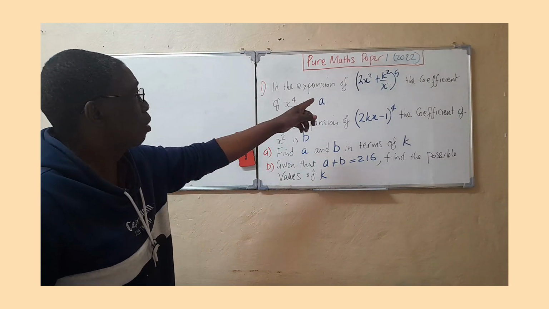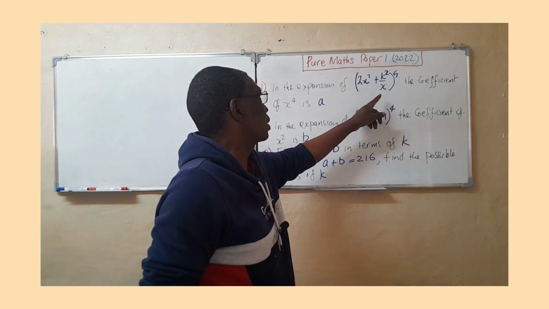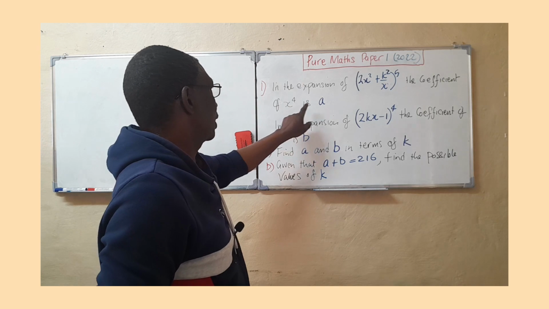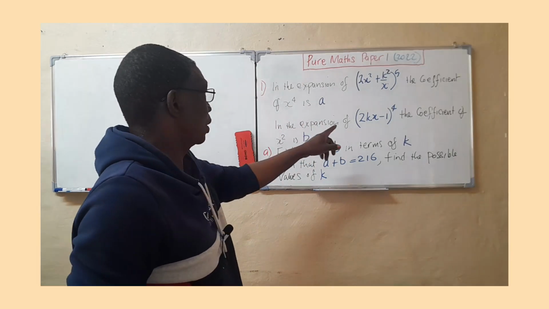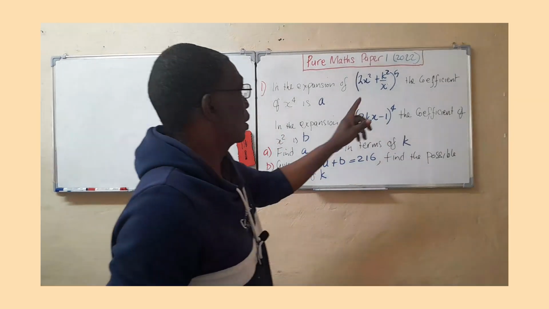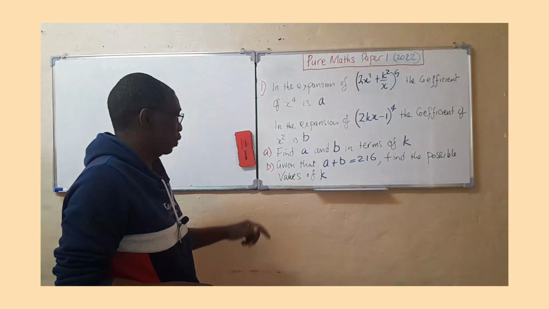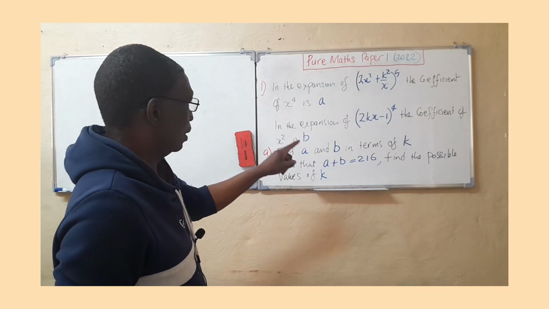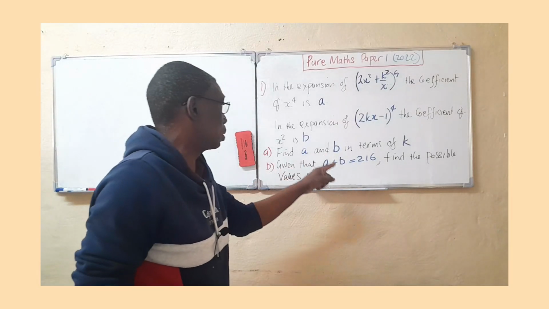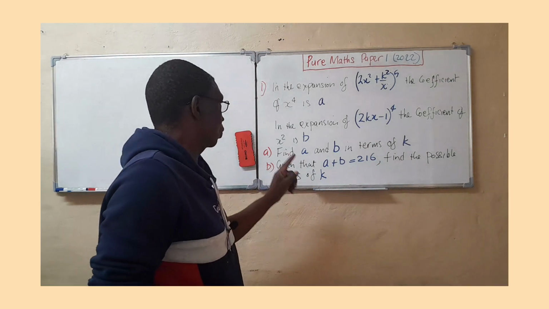In the expansion of (2x squared plus k squared divided by x) to the power 5, the coefficient of x to the power 4 is a. In the expansion of (2kx minus 1) to the power 4, the coefficient of x squared is b. The first question says, find a and b in terms of k. Second question, given that a plus b is equal to 216, find the possible values of k.